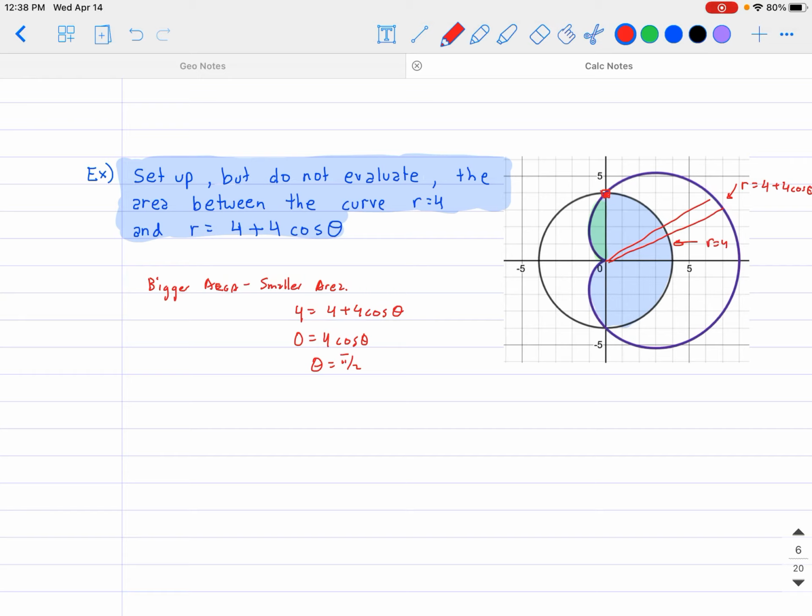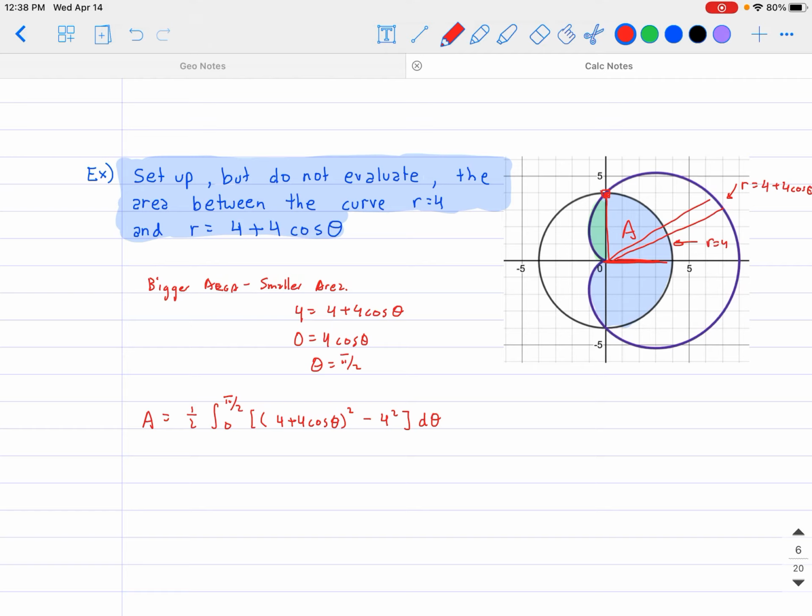The area of that blue piece that's over here in quadrant 1, let's go ahead and say that that's going to be A for right now. The area of A is going to be equal to 1/2 multiplied by the integral from 0 to pi over 2 of the bigger circle minus the smaller circle area, right? The bigger circle is going to be (4 plus 4 cosine of theta) quantity squared, and then minus the area of the smaller circle, which is 4 squared, multiplied by d theta. Okay, so that's the area of that portion that's in quadrant 1.